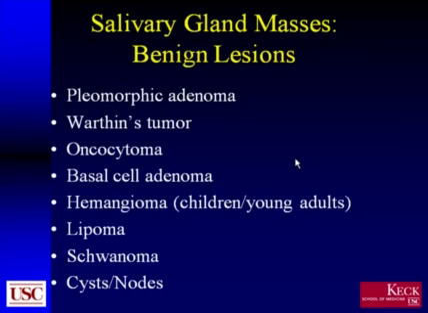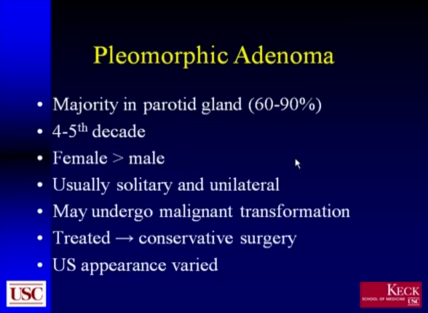The list of benign lesions which can occur in the salivary glands is relatively extensive. The most common two will be pleomorphic adenomas and Warthin's tumor, with a list of other both primary and mesenchymal lesions such as hemangioma or lipoma occurring as well. Cysts, of course, and lymph nodes could be classified as benign lesions of the salivary gland as well, and are probably by far and away the most common thing that we see when we look at these areas.